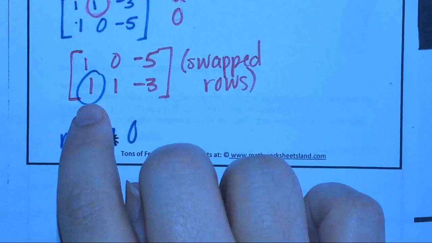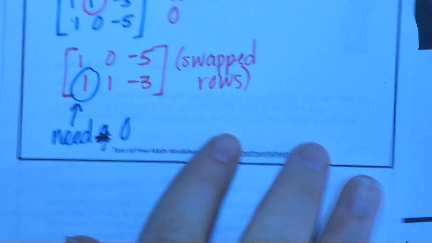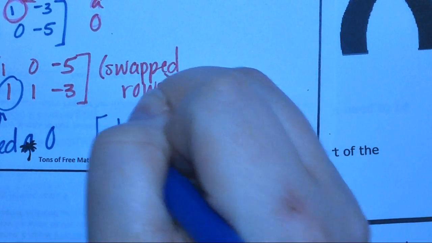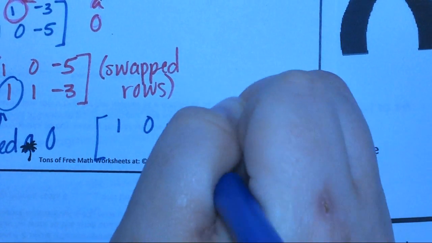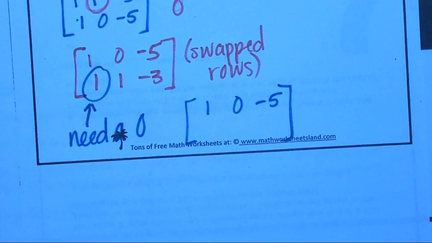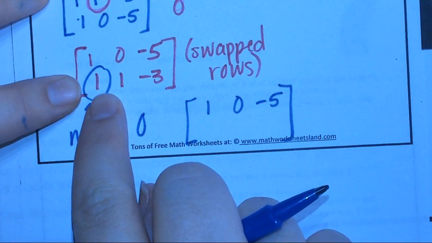So we're good with the first row, right? There's nothing wrong with it. Everything's fine. So I'm going to leave it 1, 0, negative 5. We're not messing with it. We're going to leave it alone. Our issue is with that second row. We need this to be a 0.